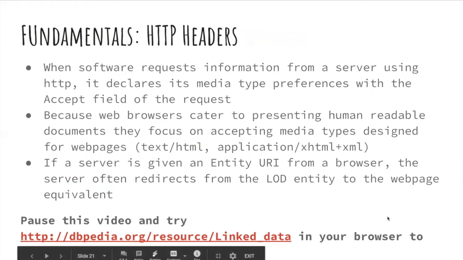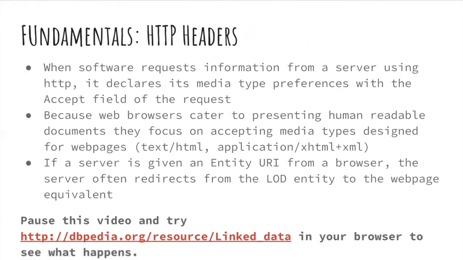So when software requests information from a server using HTTP, it declares what its media type preferences are with an accept field in that request. Because web browsers cater to presenting human readable documents, they focus on accepting media types designed for web pages. So text/html or application/xhtml+xml. If a server is given an entity URI, so think the resource URI for DBpedia URIs, from a browser, the server often redirects from the linked data entity to the web equivalent.